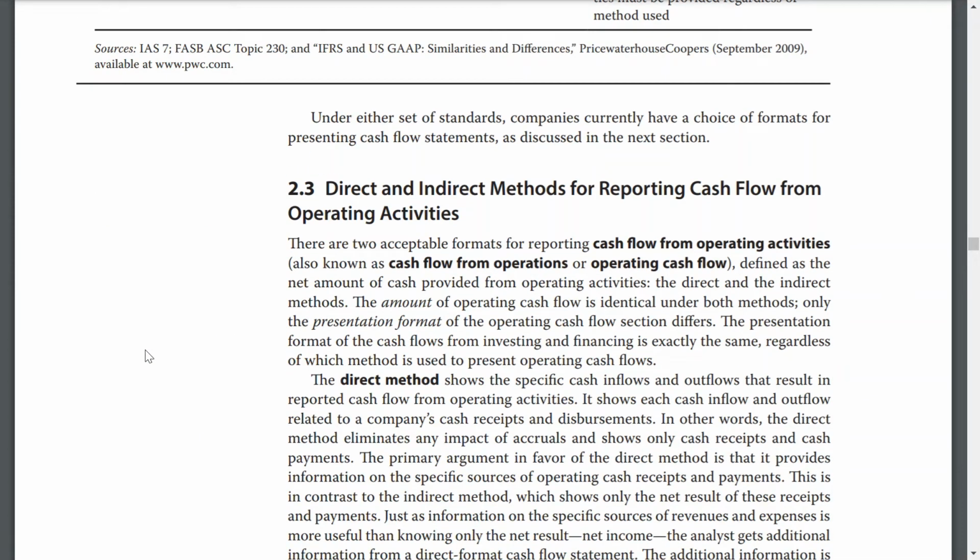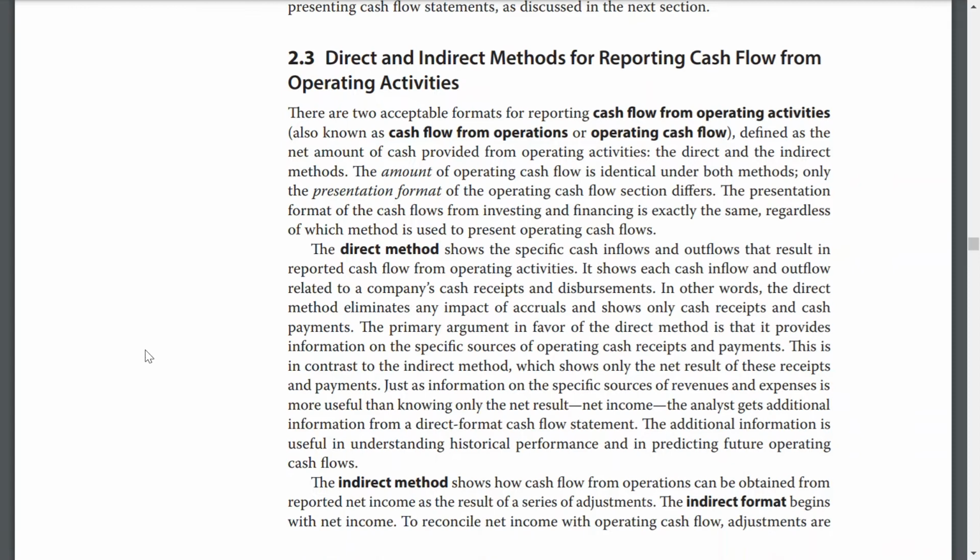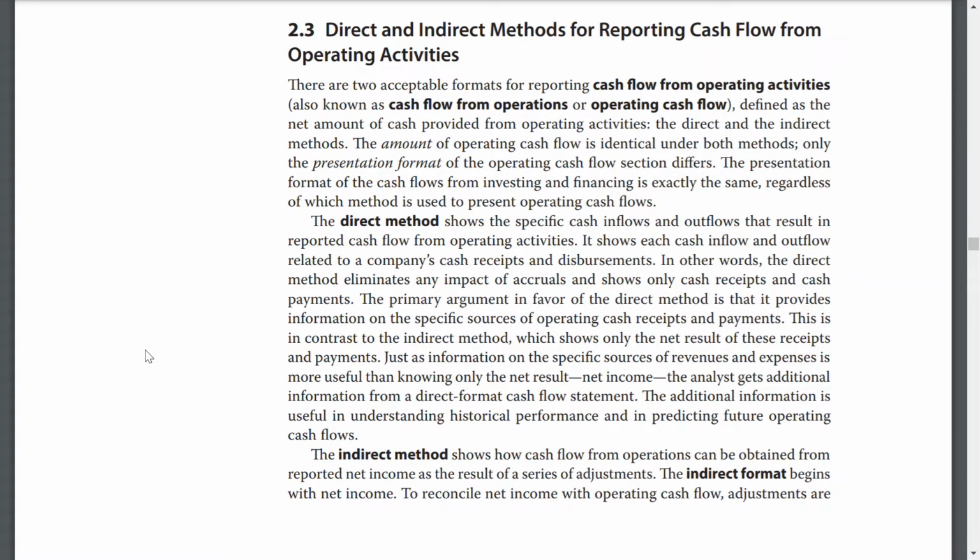Direct and indirect methods of reporting cash flows from operating activities. There are two acceptable formats for reporting cash flows from operating activities, defined as net amounts of cash provided by operating activities: the direct and indirect methods. The amount of operating cash flow is identical under both methods. Only the presentation format in the operating cash flow section differs. The presentation format of cash flows from investing and financing is also exactly the same, regardless of which method is used to present operating cash flows.